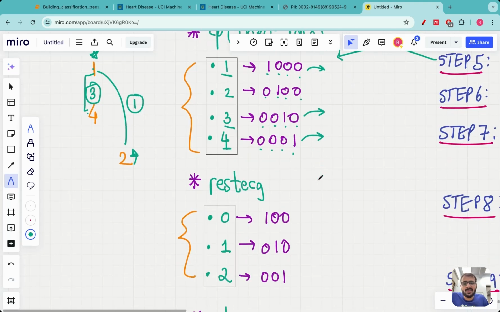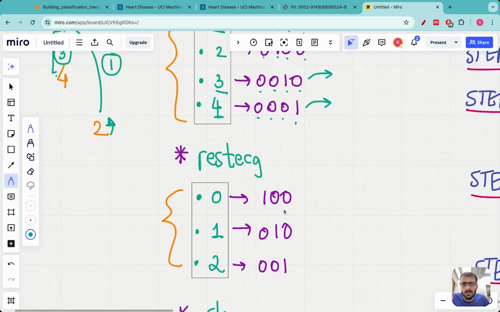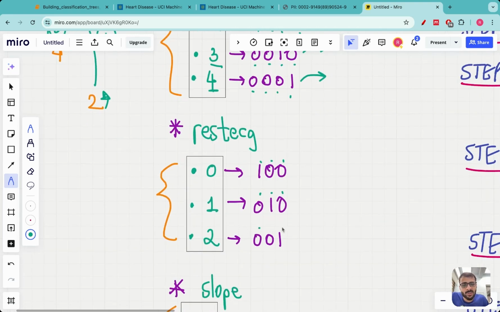Similarly, you can see for REST ECG. REST ECG takes 0, 1, and 2, right? So every vector will only have length 3. So for 0, it will be 1, 0, 0. If REST ECG value is 1, it will be 0, 1, 0. If REST ECG value is equal to 2, it will be 0, 0, 1.